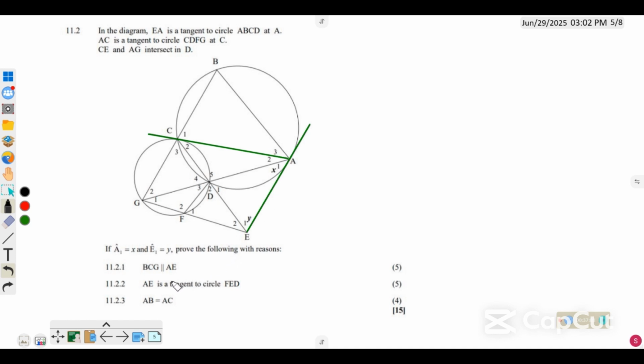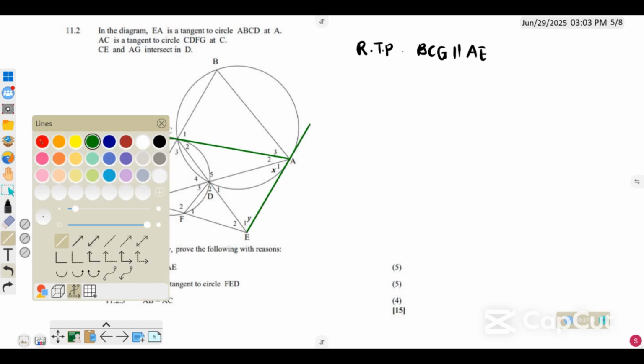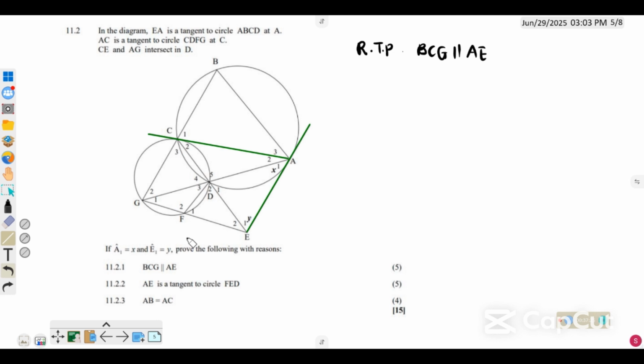Prove the following, that BCG is parallel to AE. We are required to prove that BCG is parallel to AE. This is what you are trying to prove. This is your statement, but this is their statement. Let's come up with our own statement. Let's highlight the lines we are trying to prove are parallel. Where's BCG? There's BCG right there. Is parallel to AE. There's AE.